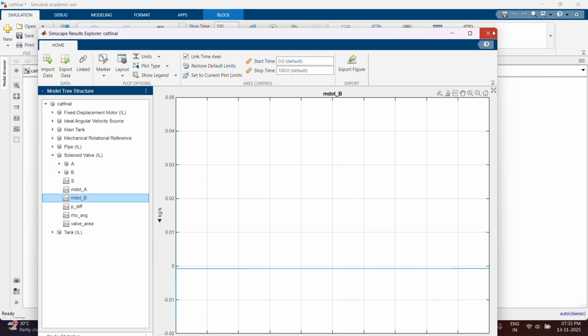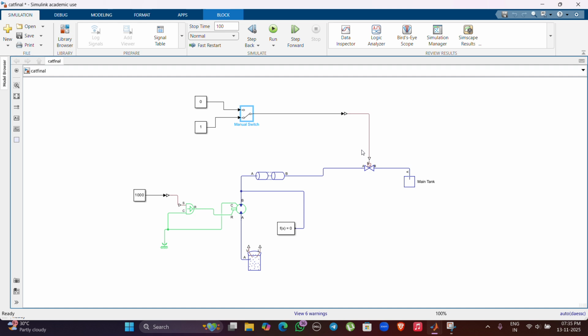And then with these two graphs, we can say that the circuit is used to actuate a valve through a manual switch.